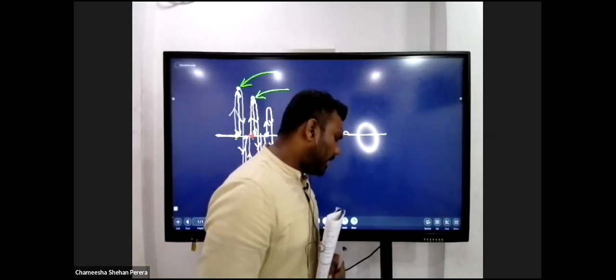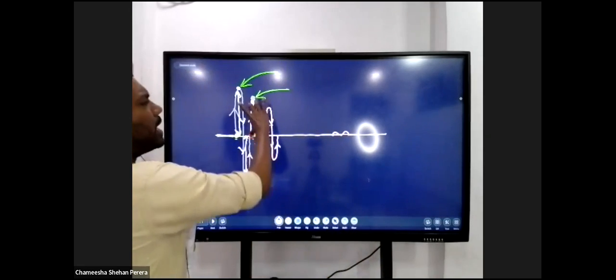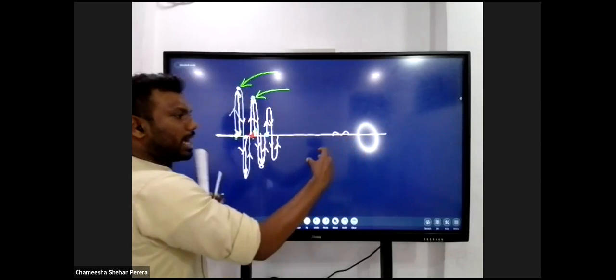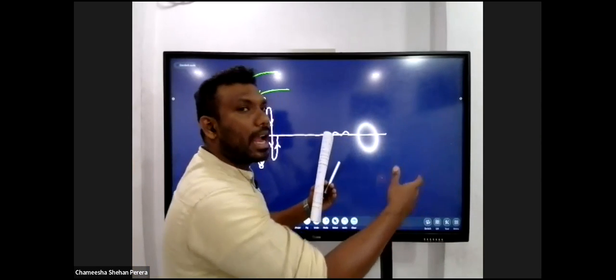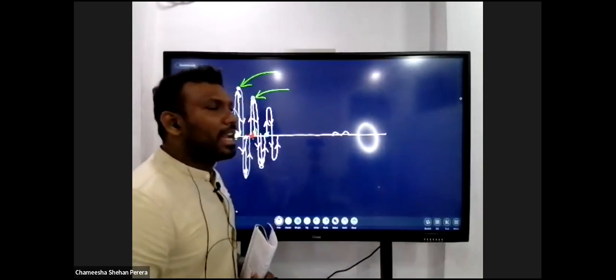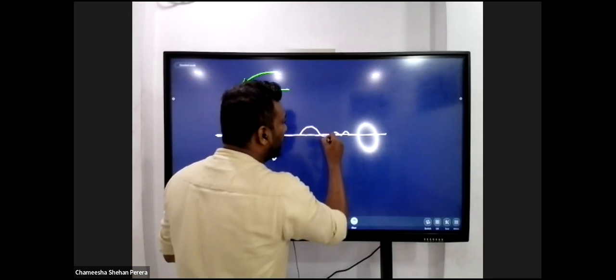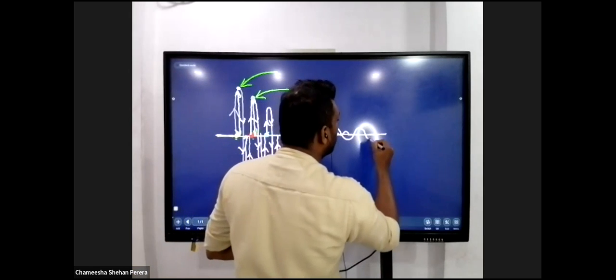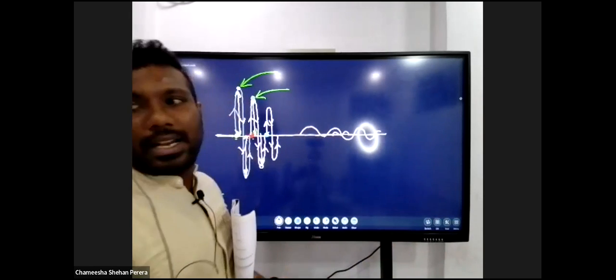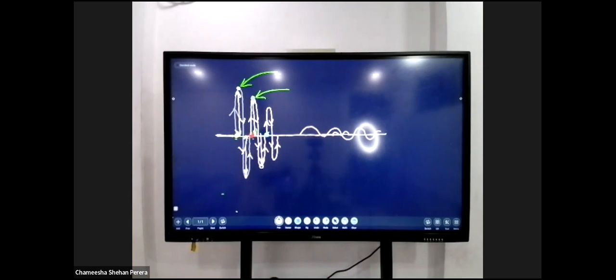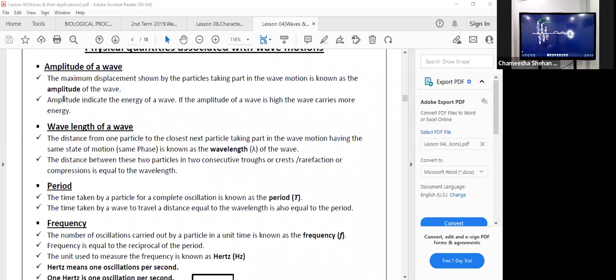Now you should understand why the amplitude decreases. The amplitude decreases because when one particle collides with the next particle to hand over the energy, there is an energy loss due to the collision, right? So the amplitude decreasing means the energy this wave transfers decreases. So then there's another point indicated in your tute: amplitude indicates the energy of the wave. If the amplitude of the wave is high, the wave carries more energy. More important, highlight that.